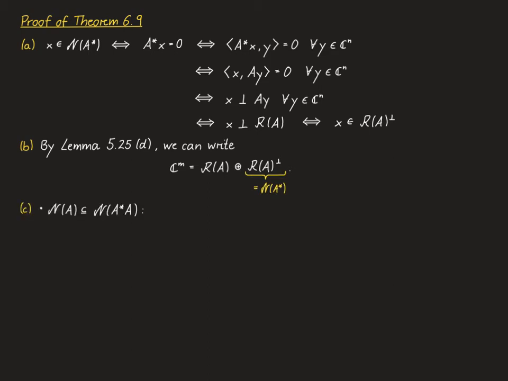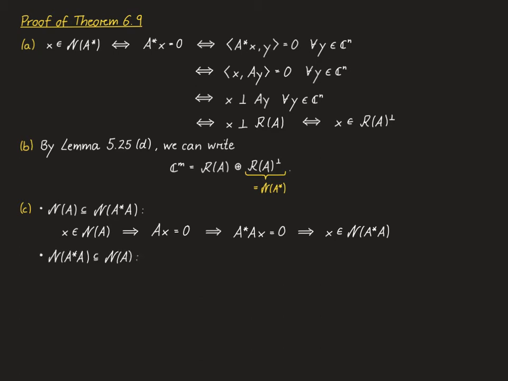Part C will be proven in two parts. What we have to show is that the null space of A is equal to the null space of A star A, and we first show the set inclusion in this direction. To this end, let x be in the null space of A, which means that Ax equals 0, and therefore, of course, also A star Ax equals 0, which means that x is in the null space of A star A.